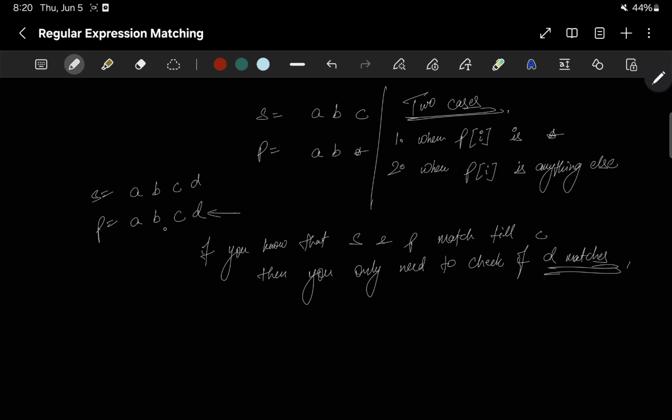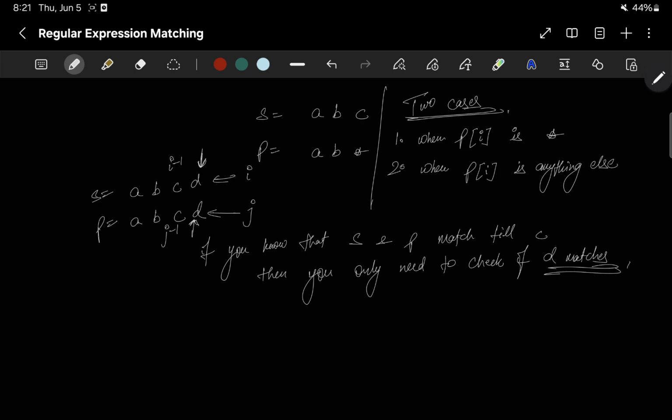So if C matches, let's say we have I iterating here, J iterating here. If we have to find out about J which is at D, it means we want this character to match this character, right? Match or not match, compare against this character. So at this point this is I minus 1, at this point this is J minus 1, right?